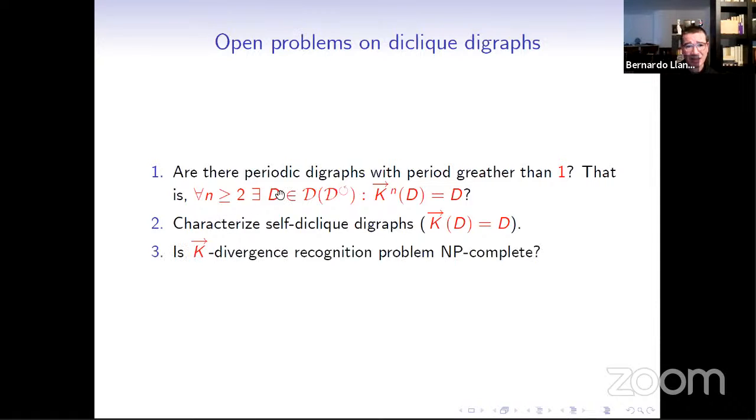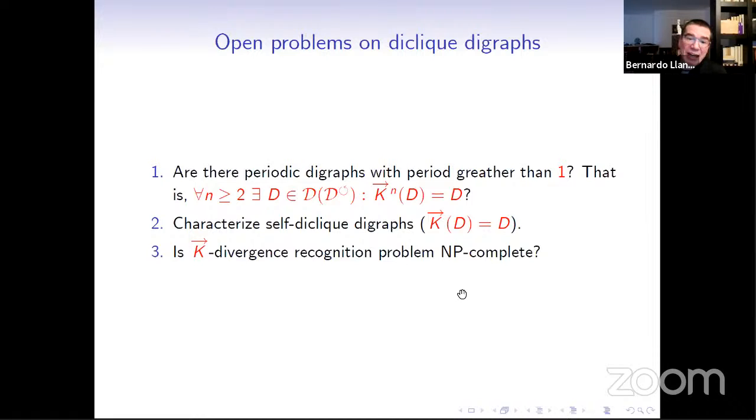For example, what about periodic digraphs when you apply the diclique operator? We don't know. Are there some examples? We don't know anything. We only know about self-diclique. We know some examples, some infinite families, but when you put here a 2 or a 3 or a 4, we don't know. Another big problem is to try to characterize the self-diclique graphs. Again, it's a very difficult problem.